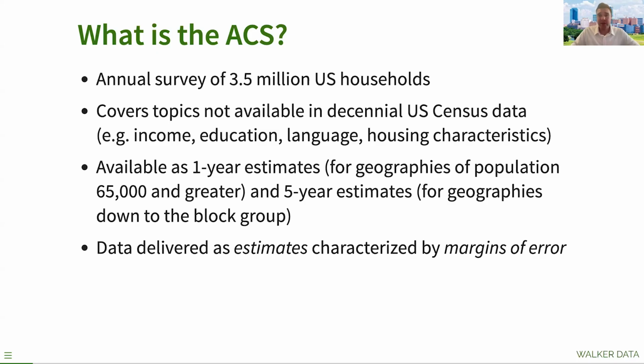The American Community Survey is the second most important survey that the Census Bureau conducts, and it's an annual survey of about 3.5 million US households that asks a lot of questions that we don't ask on the decennial census form. This gets us information about topics like income, education, housing characteristics, language, all sorts of things that are really foundational to a lot of the work we do in real estate and healthcare and business and retail.